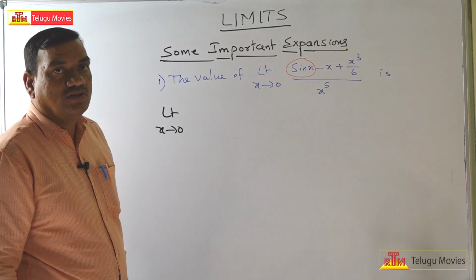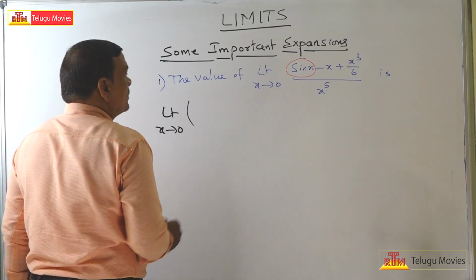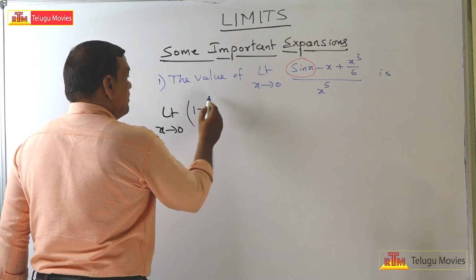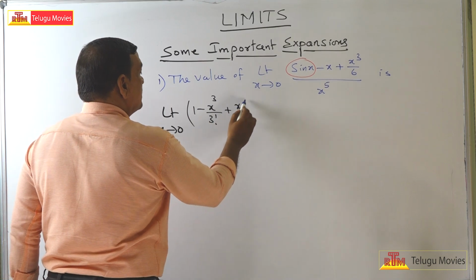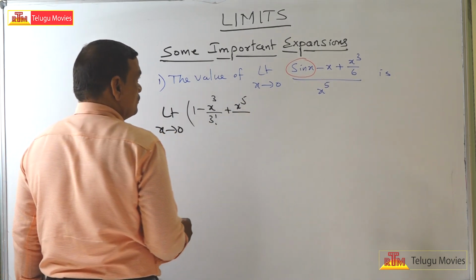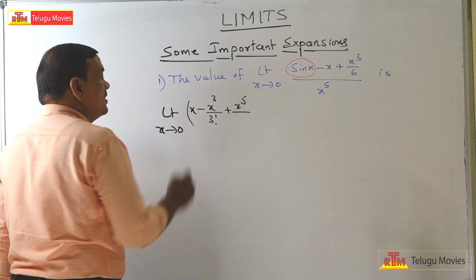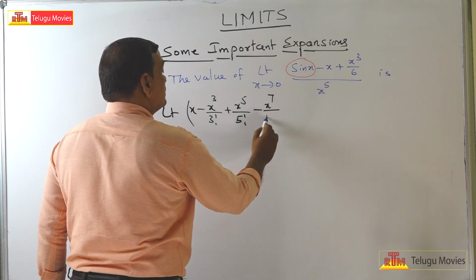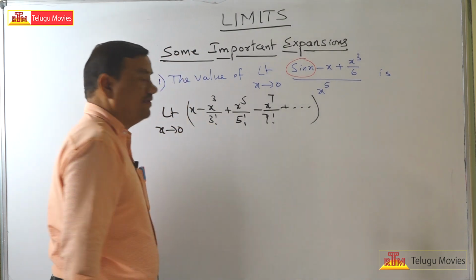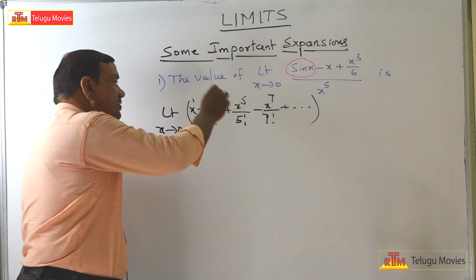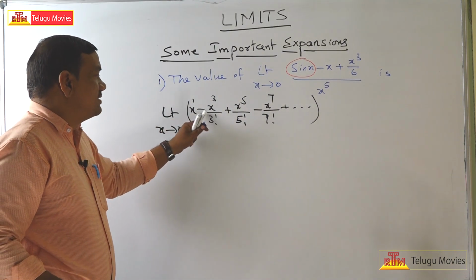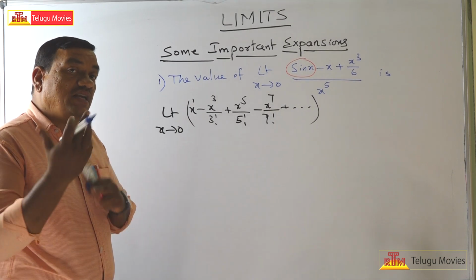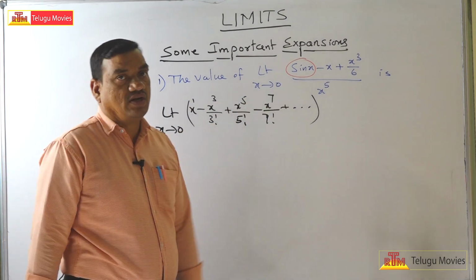Limit x tends to 0. What is the sin x expansion? Just now we explained. This is odd numbers: x minus x cube by 3 factorial plus x power 5 by 5 factorial minus x power 7 by 7 factorial, and so on to infinity. Odd powers 1, 3, 5, 7, starting plus, minus, plus, minus. For cos also plus minus will come, but even powers will come, starting with 1.